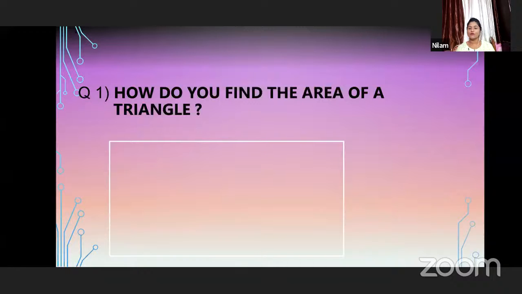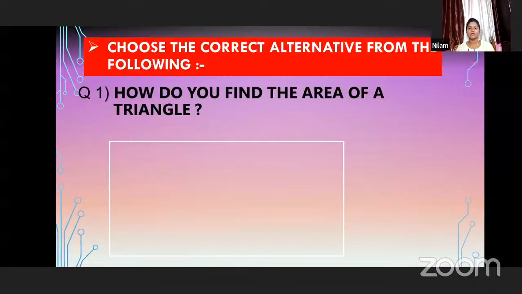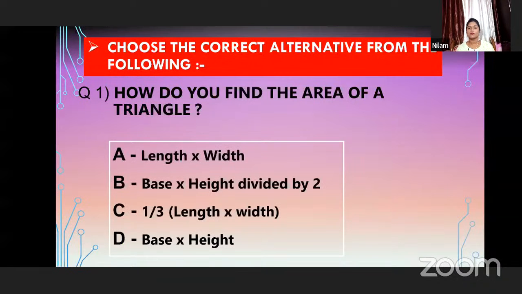Yes, it's time for the quiz. The first question is on the screen. I'm reading the question, children. Concentrate on the screen and listen to the question, because you have to give the correct answers. The first question is, how do you find the area of a triangle? Half into base into height. Yes. Option number 2 is the correct answer. Very correct. Half into base into height, or base multiplied by height divided by 2.